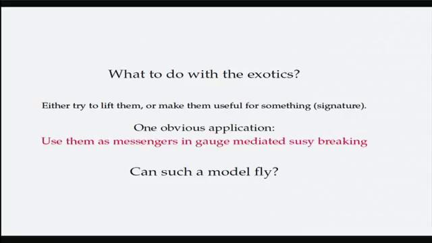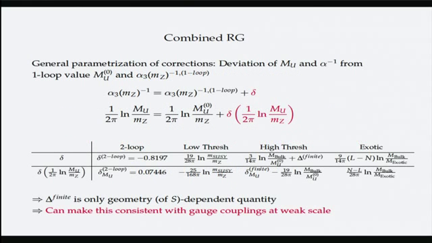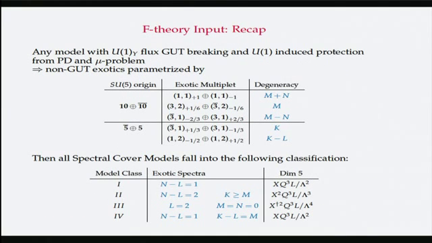Yeah? So nobody in their right mind as a phenomenologist would just sit down and write down models which have this kind of content, right? This kind of exotic content coupled to an SU5 GUT model. So this is coming out of this class of theories, and you can ask, is there actually any phenomenological use for these?